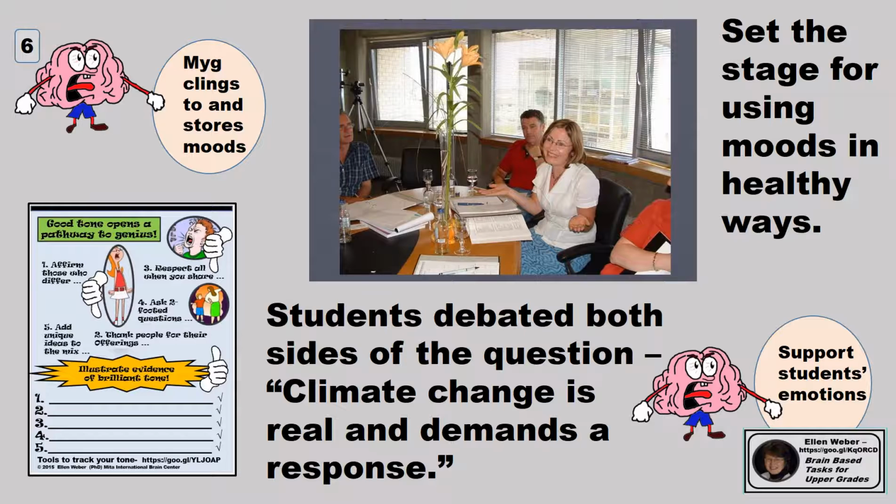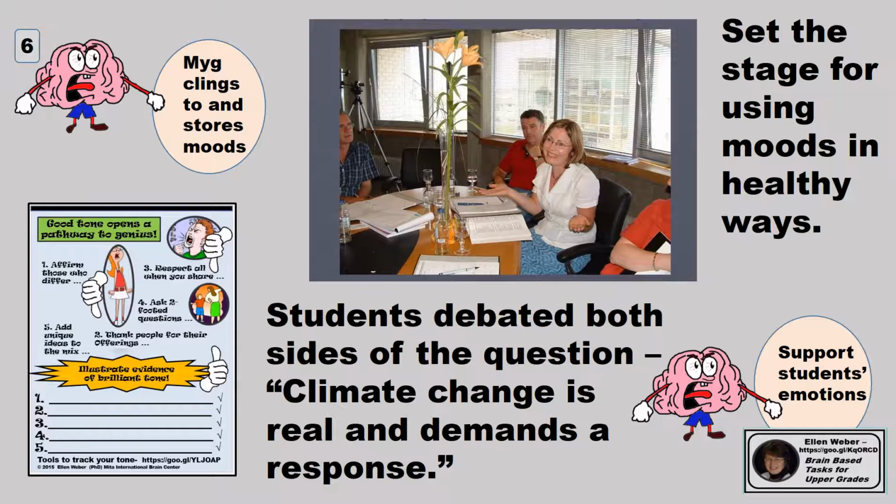Your final namungo is MIG, short for amygdala, which is the brain's storage place for emotions, moods, and intuitive responses that are stored with every reaction students have. That's why you want to support students' emotions by setting the stage for them to use moods in healthy ways.